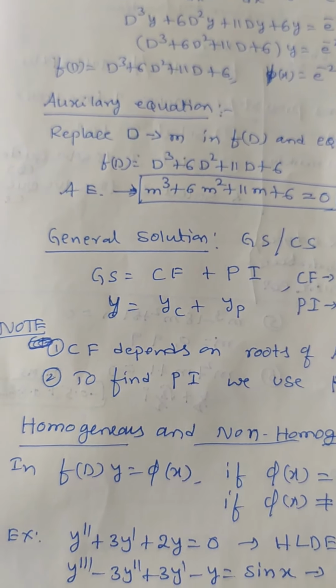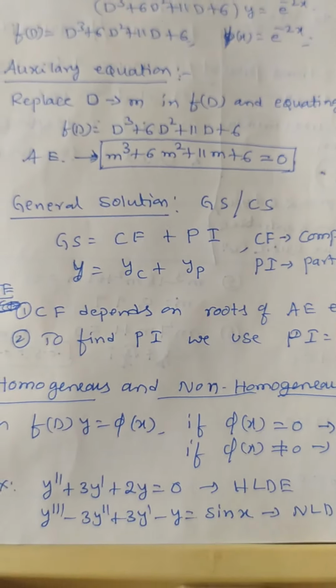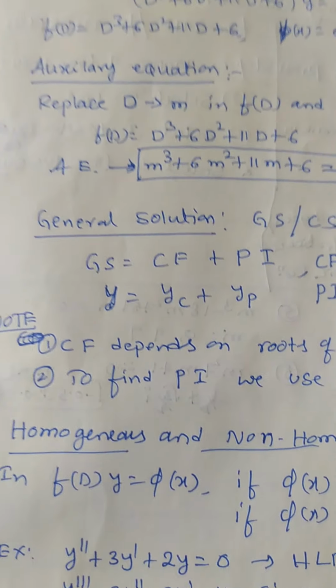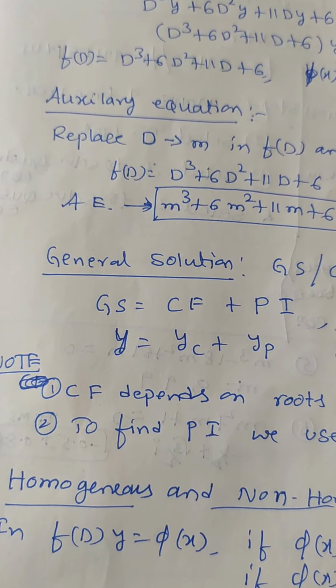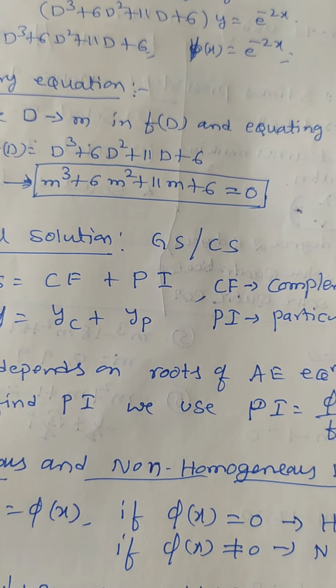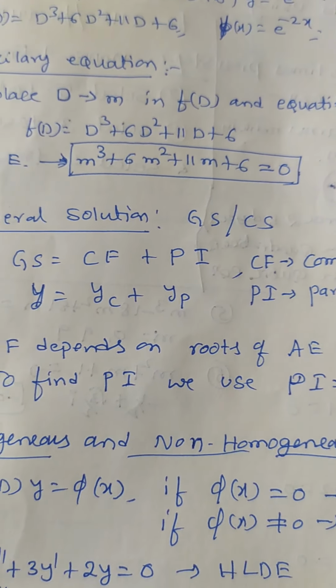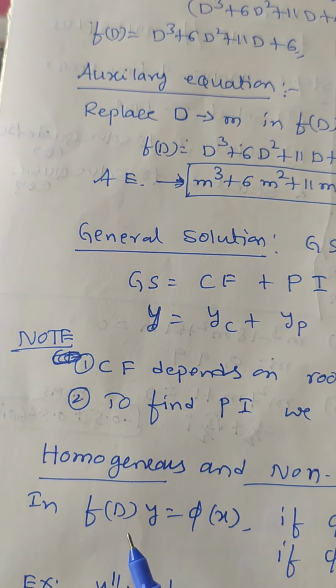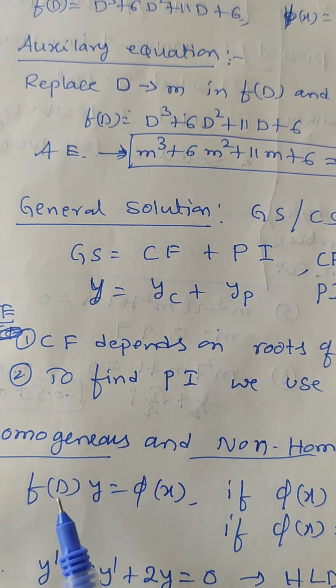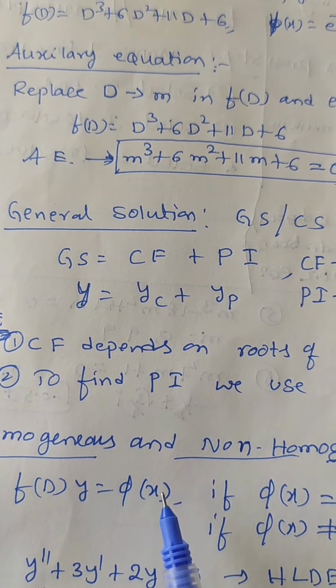Okay. Next, we have two types of differential equations. First one is homogeneous and the second one is non-homogeneous differential equation. You know how to write the general form of the differential equation? F of D into y is equal to phi of x.